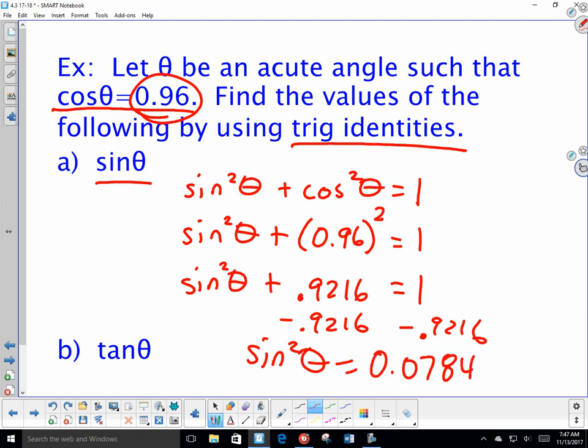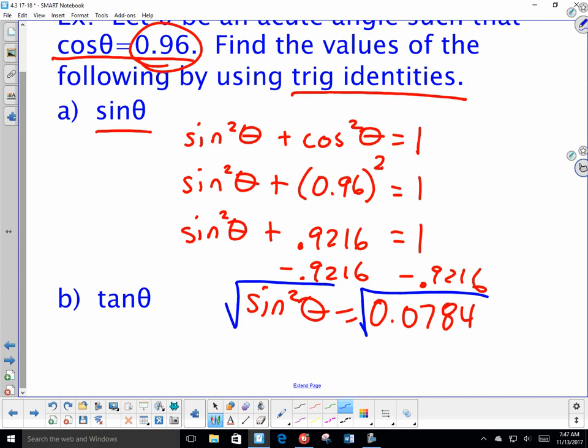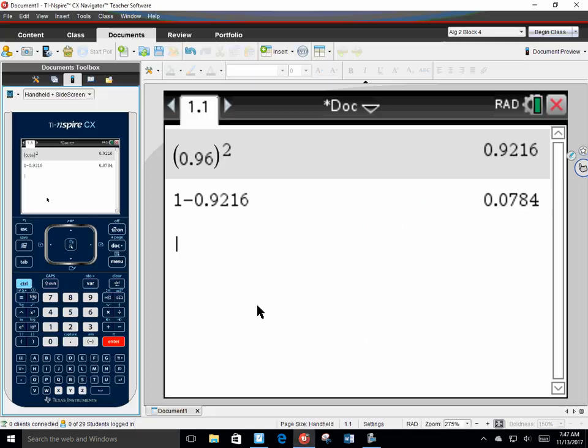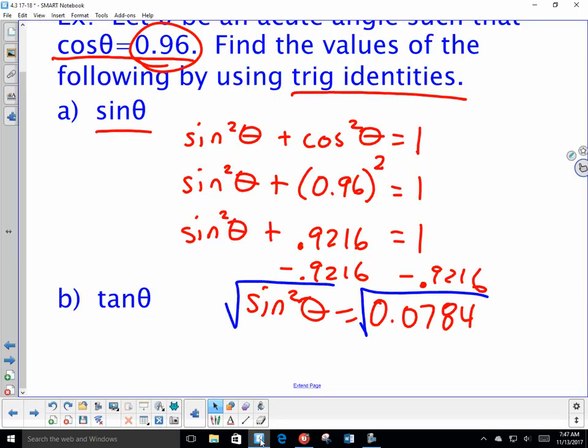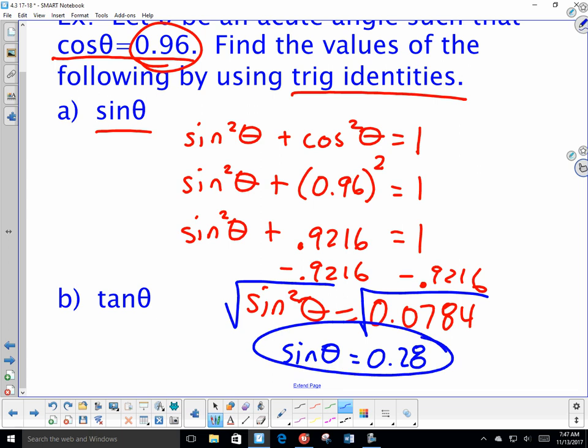0.0784, and that's sine squared, but I want to find sine, so I'm going to take the square root of both sides. And when I get the square root of that number, going back to my calculator, the square root of that answer, and I'm getting 0.28. So sine of theta is going to equal 0.28. So that's our answer for part A.